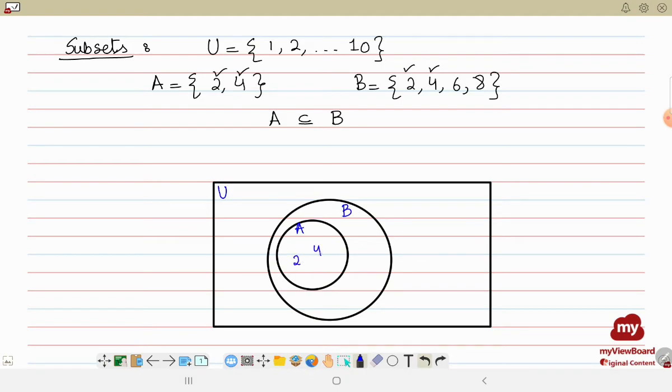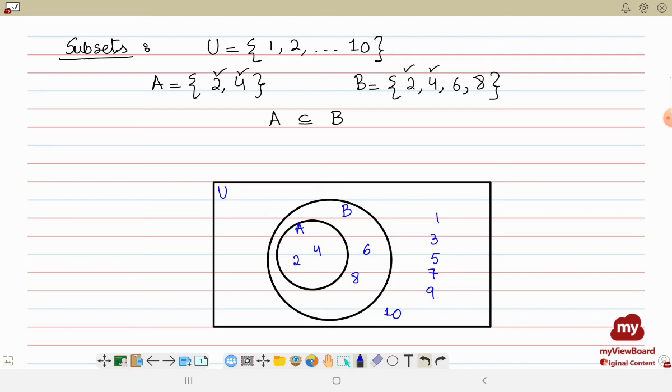2 and 4 for set A. We'll not write 2 and 4 again since they are already present in set B. We'll just mention 6 and 8, right? And where will the other elements go? They will lie outside the circle but inside the rectangle: 1, 3, 5, 7, 9, and 10, right? So this is how you represent the Venn diagram for subsets. Subsets mean one set lies within the other set, right?